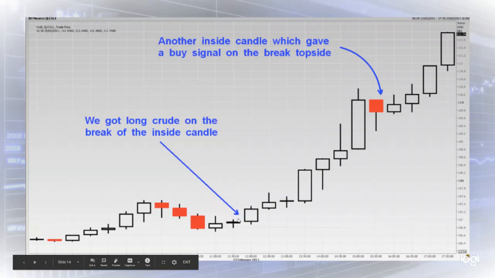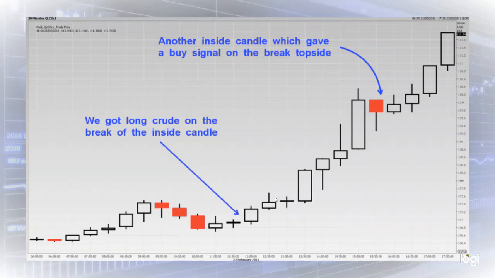So we could have bought here. The market then kept going up. We then would have even bought more as we broke the top of the fractal. And then we're now in a great trade, and then that rallies up very well.